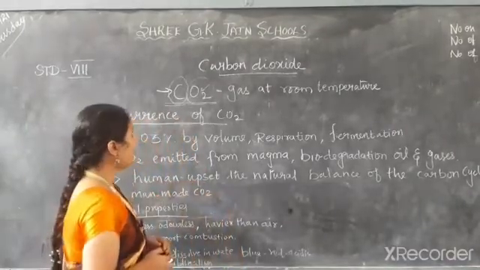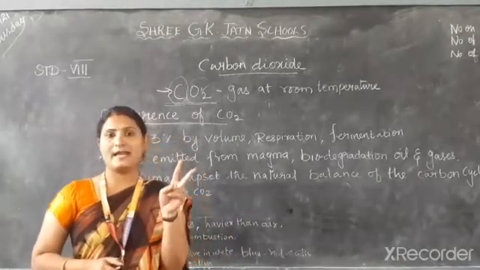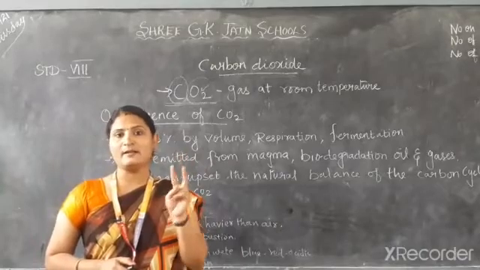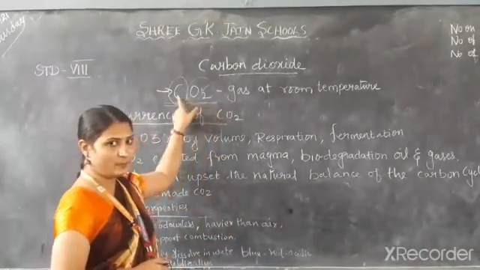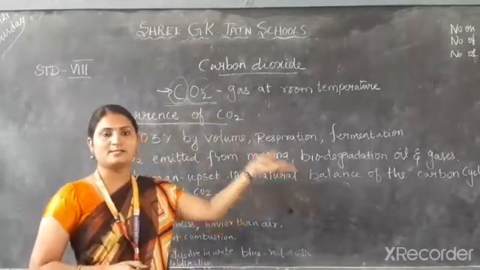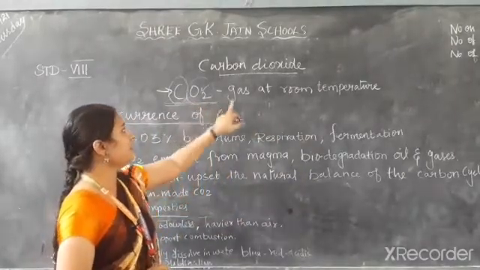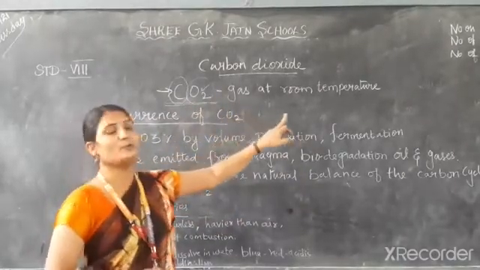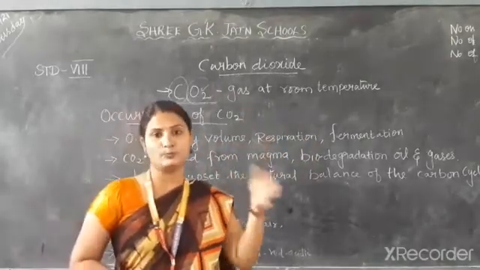See, this carbon dioxide is a compound. Why? Because it is formed when two elements bond together. When two elements combine together, they form a compound. Okay, so it is a compound and it is present as a gas at room temperature. It is present in a gaseous state at room temperature.